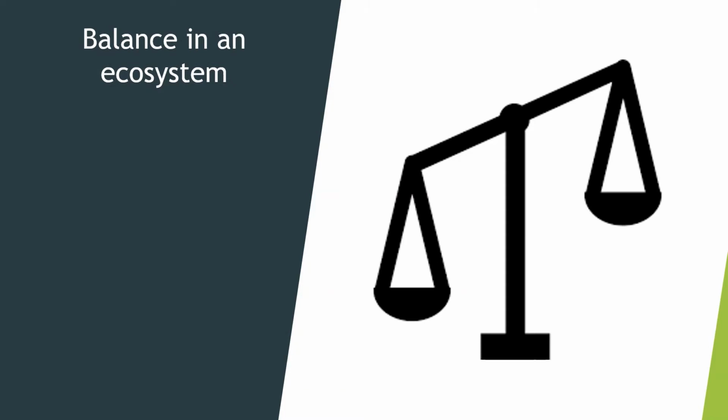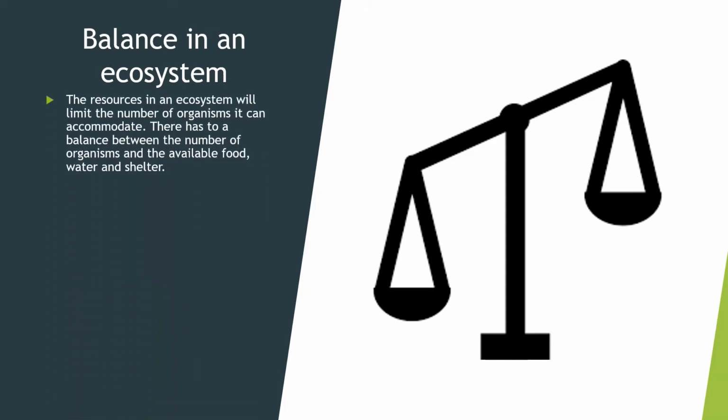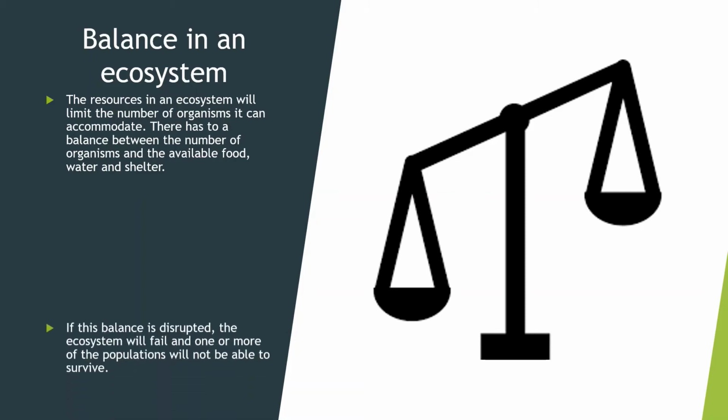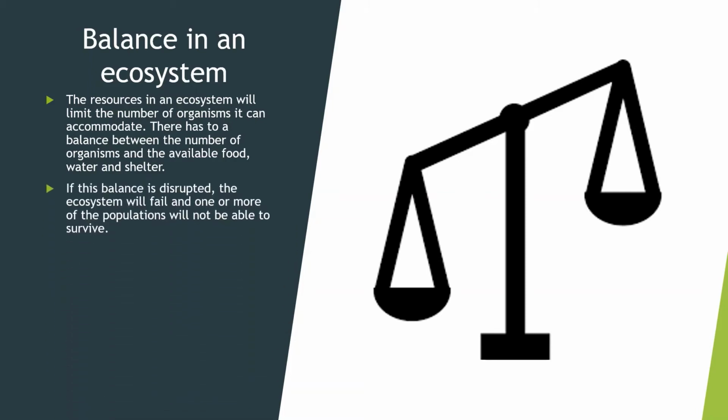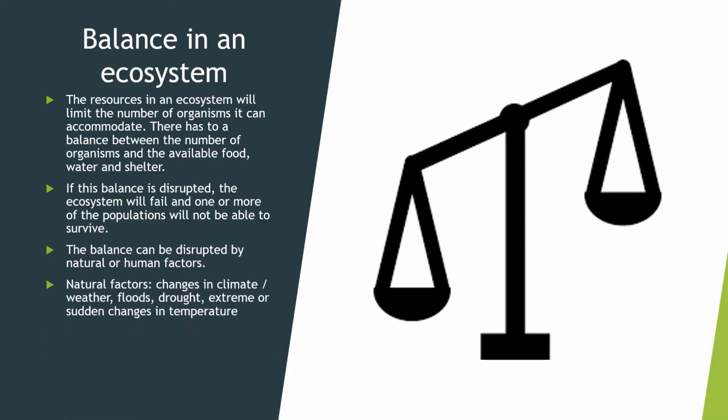Balance in an ecosystem. The resources in an ecosystem will limit the number of organisms it can accommodate. There has to be a balance between the number of organisms and the available food, water, and shelter. If this balance is disrupted, the ecosystem will fail and one or more of the populations will not be able to survive. The balance can be disrupted by natural or human factors.